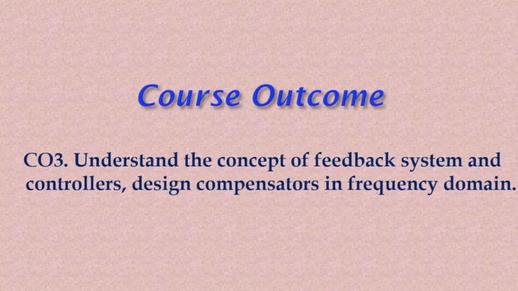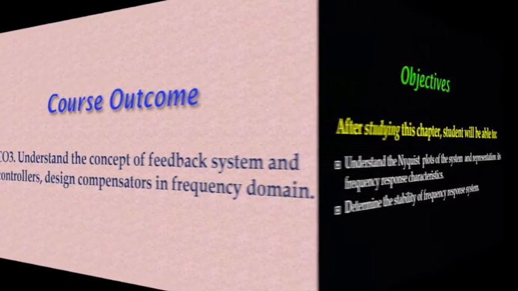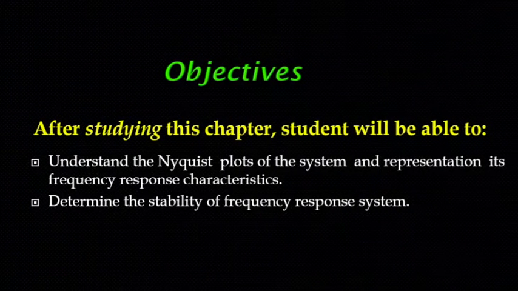Course outcome: understand the concept of feedback systems and controllers, and design compensators in the frequency domain. Objectives: after studying this chapter, the student will be able to understand the Nyquist plots of the system and their representation, its frequency response characteristics, and determine the stability of the frequency response system.